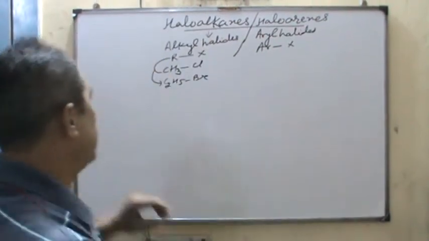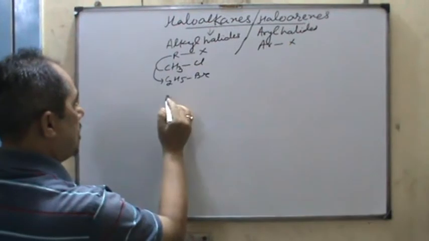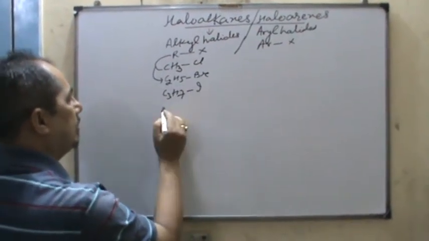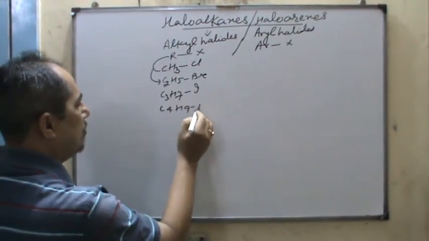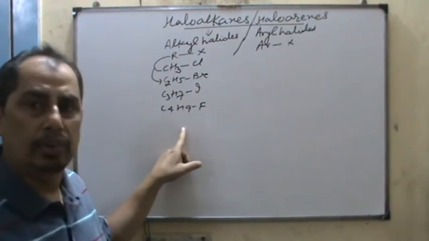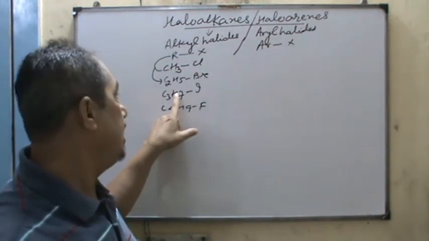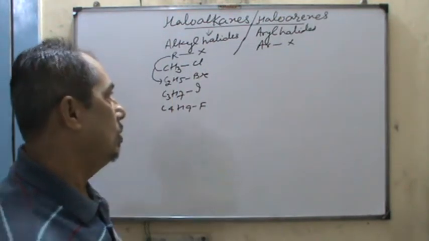That is why I used to change X. C3H7 iodine, C4H9 fluorine: butyl fluoride, propyl iodide, ethyl bromide, methyl chloride.